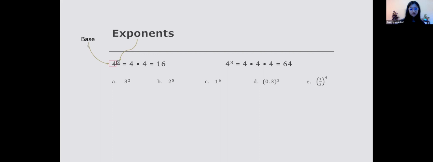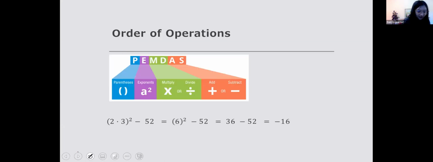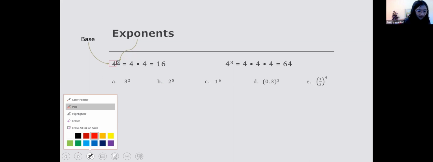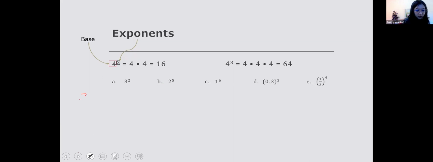All right, so it's been 5 minutes. Now we will do these problems together. So for A, the base is 3. So it will be 3 times 3, which will be 9. And we are multiplying 3 2 times because the exponent is 2.